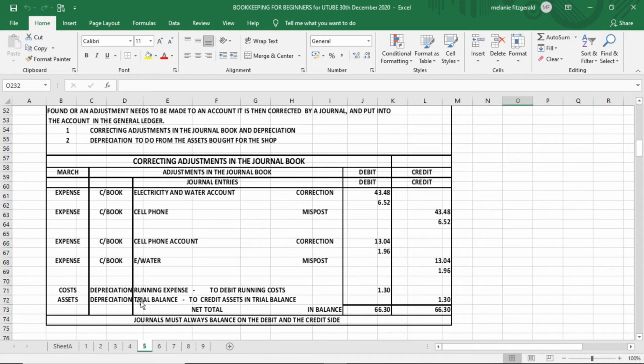Depreciation, running expenses. To debit the running costs of $1.30 and depreciation in the trial balance, to credit the assets in the trial balance of $1.30. Remember, that was the depreciation from the chairs and the cash register we bought. The net total, and these must balance, is $66.30, and on the credit side, also 66. Journals must always balance on the debit and the credit side.